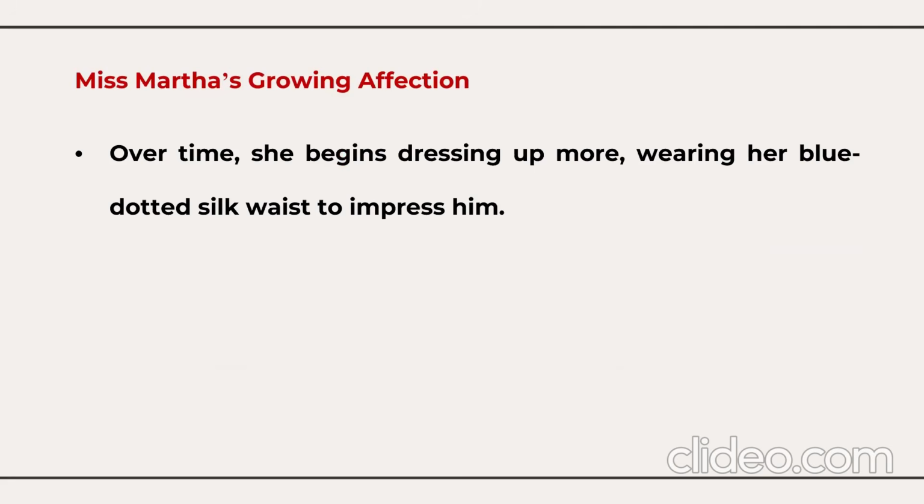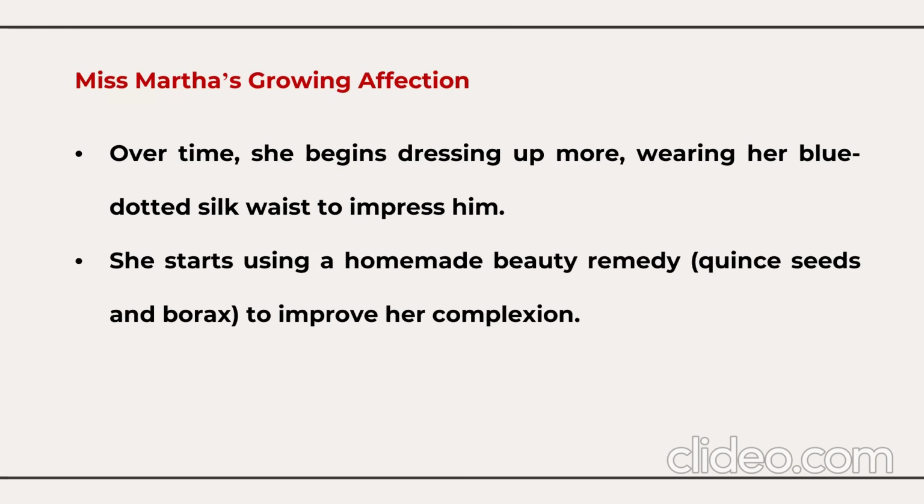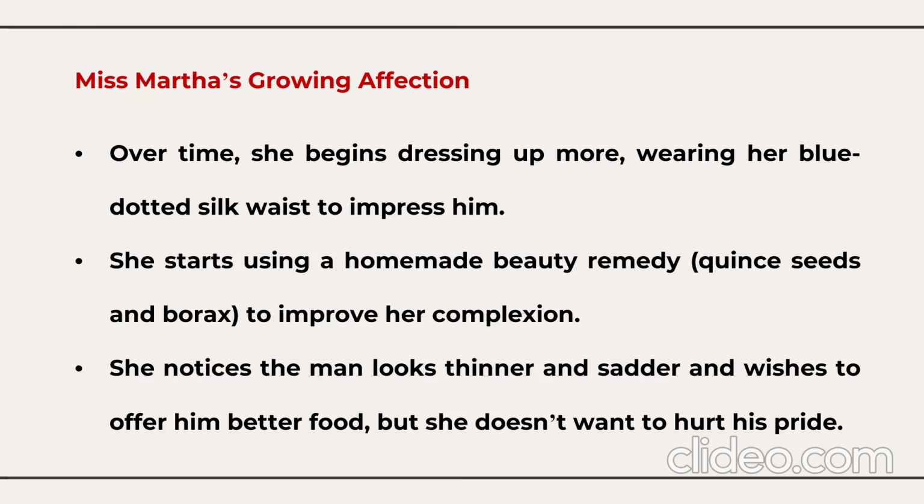Now Miss Martha, over time, begins dressing up more, wearing her blue dotted silk vest to impress him. So now she has started to wear good quality clothes to impress him because she loves him. She starts using a homemade beauty remedy like quince seeds and borax to improve her complexion. So she has started to prepare some sort of cosmetics. She notices the man looks thinner and sadder and wishes to offer him better food, but she doesn't want to hurt his pride.